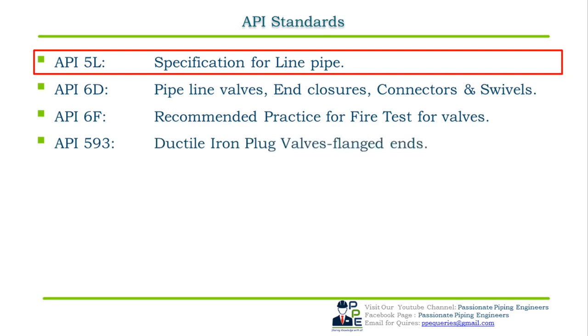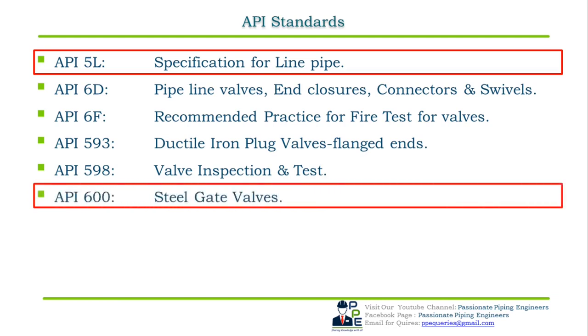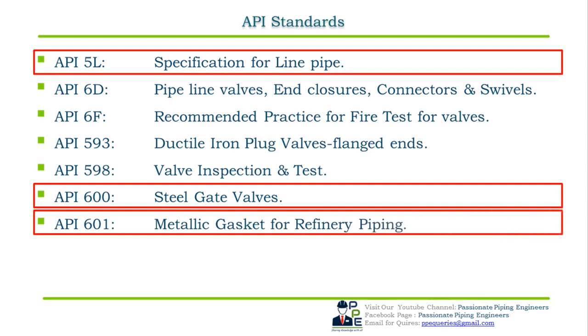API 593 is for ductile iron plug valves. API 593 is for ductile iron plug valve flanged ends. API 598 is for valve inspection and test. API 600 is for steel gate valves. API 601 is for metallic gaskets for refinery piping. API 602 for compact design carbon steel gate.